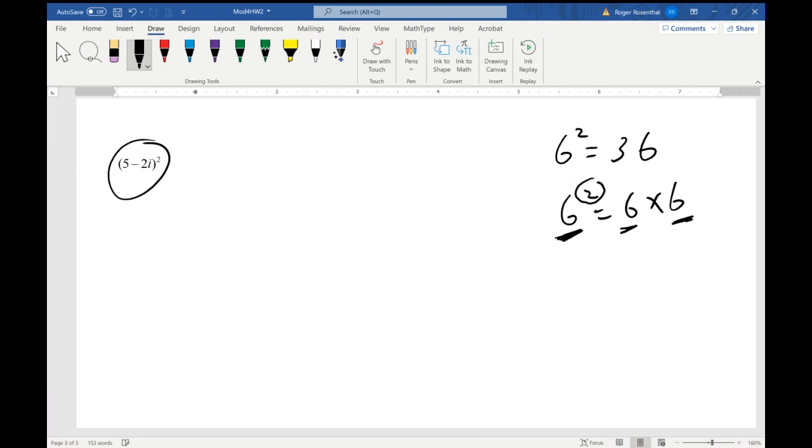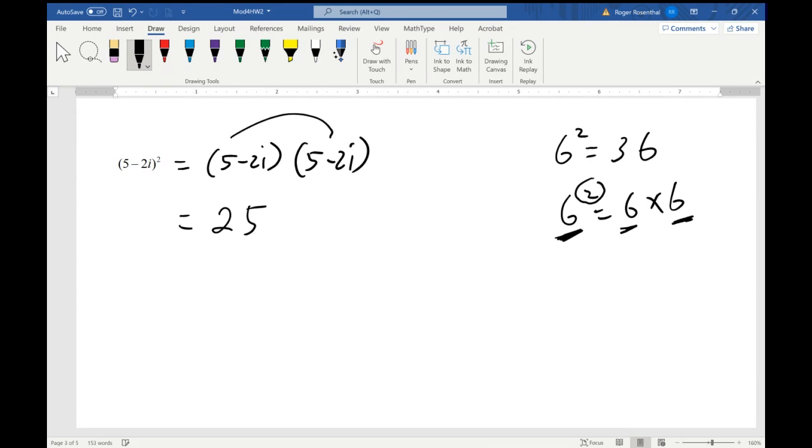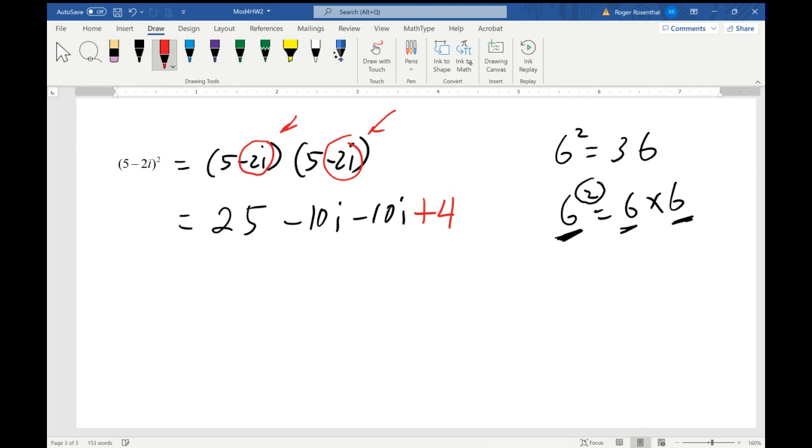So how do we square this? Well, we take the thing we're squaring and we multiply it by itself. Now what do we do? We can FOIL like last time. First times first is 25. Outside times outside is negative 10i. Inside times inside is negative 10i. And last times last, we'll have a negative times a negative, so that's positive. And we will have a 2 times a 2, that's 4. And we'll have an i times an i, that's i squared.